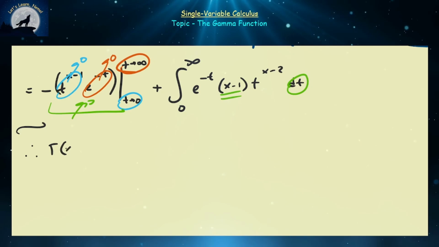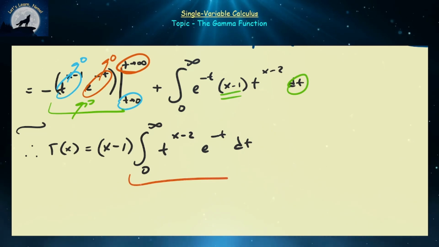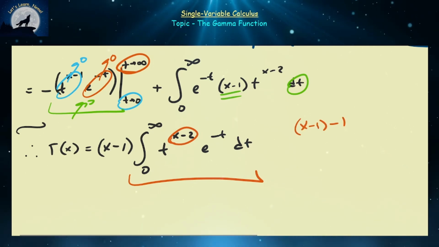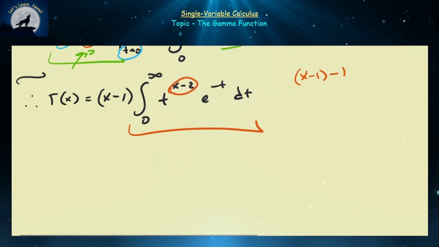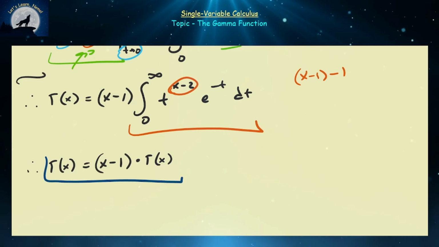So what we have here is that gamma of x will just be equal to x minus 1 times the integral from 0 to infinity of t to the x minus 2 times e to the minus t dt. Notice that this is just the same thing as the gamma function, except instead of x minus 1, it's x minus 2 now, right? Which is just the same thing as x minus 1 minus 1. So it's the domain shifted down by 1. So x has just been replaced with x minus 1. So that means we can write this as gamma of x is equal to x minus 1 times gamma of x minus 1. So we get this identity.